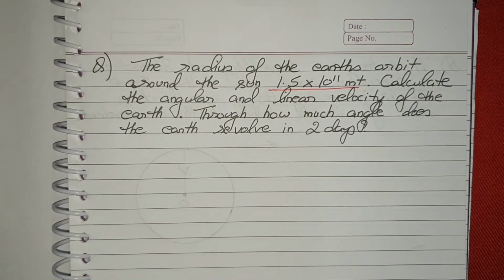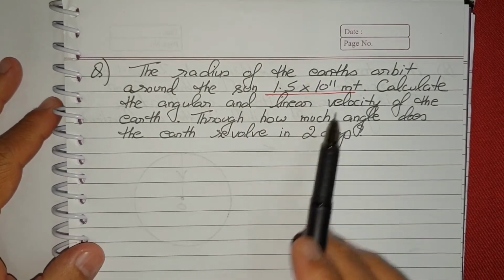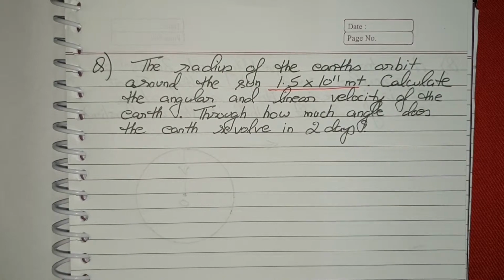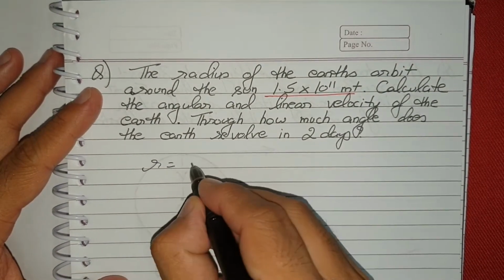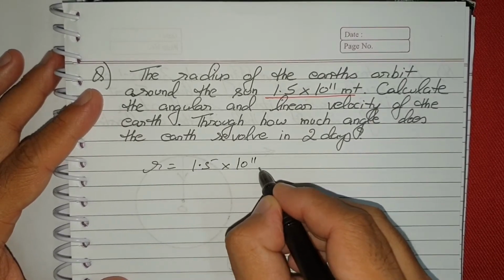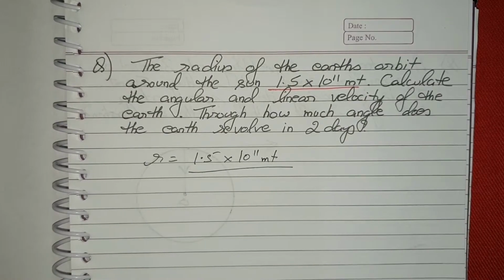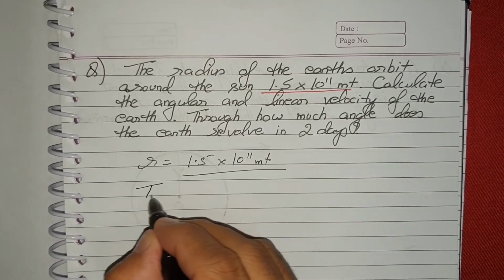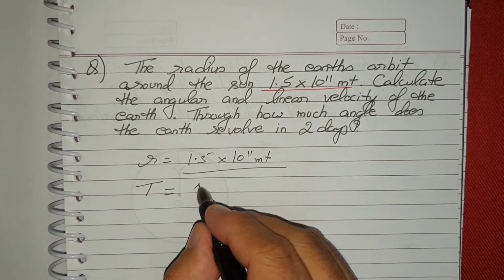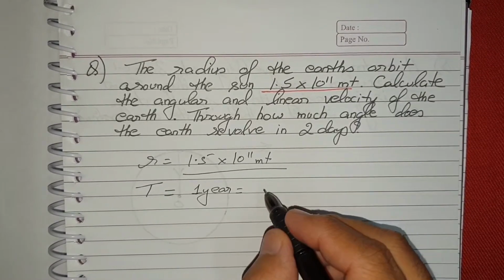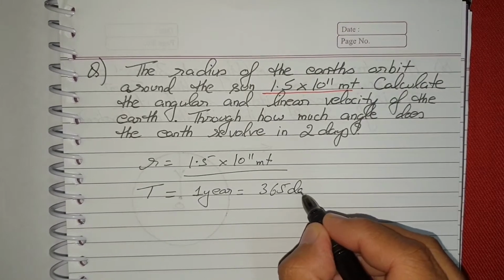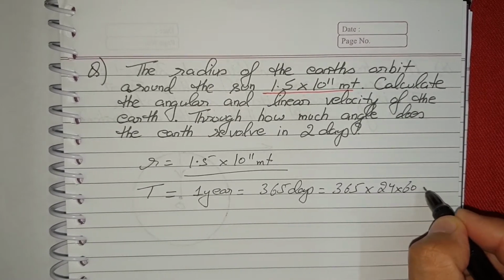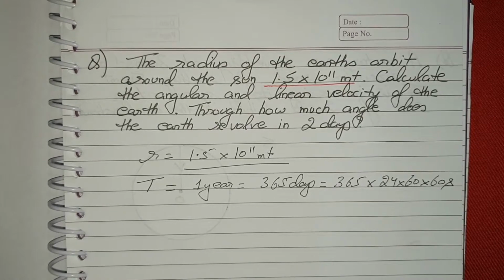Now for this, first of all, we know that Earth takes a complete round in 1 year. We know that the radius of Earth's orbit which is given to us is 1.5 × 10^11 meter. And also we know that the time period of revolution of Earth around the Sun is 1 year, which is capital T. So it's better to convert this 1 year to seconds. Actually 1 year is how much? This is equal to 365 days, which is equal to 365 × 24 × 60 × 60 seconds. This will be the time in seconds.